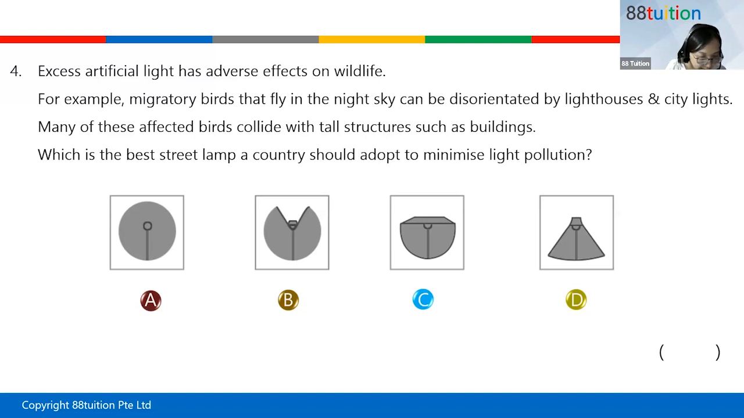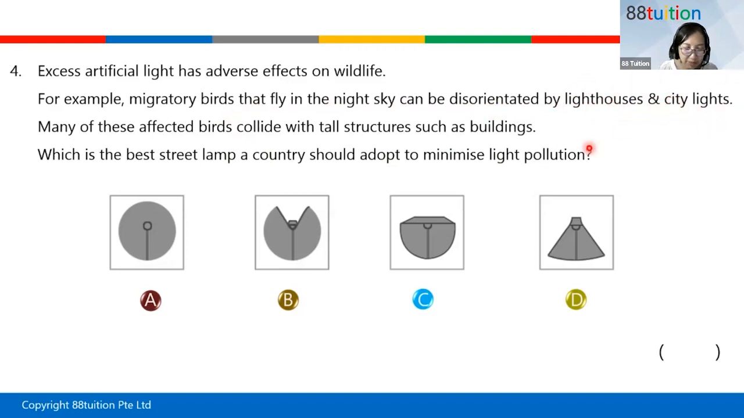Question 4, it says artificial light has adverse effects on wildlife. All right. So for example, migratory birds that fly in the night sky, they are quite poor things, you know. All these birds that fly in the night sky will get disoriented by the lights of the lighthouses or by the lights in the city. So many of these affected birds will collide with tall structures such as buildings. So which is the best street lamp a country should adopt to minimize light pollution, so that the birds flying at night will not get disoriented by all the artificial lights from the lighthouse, artificial lights from the city lights?